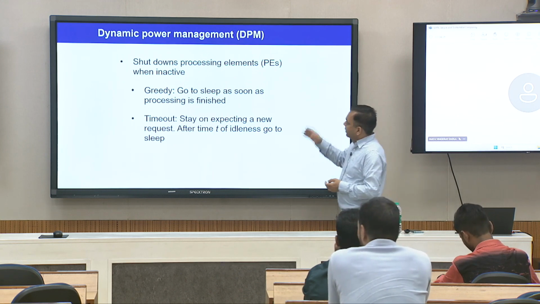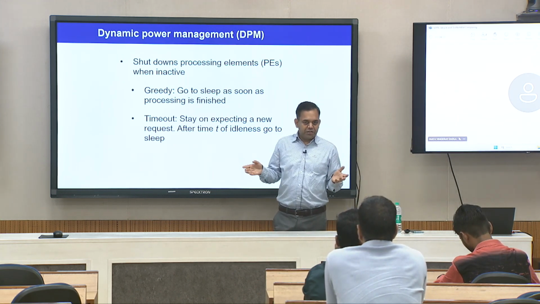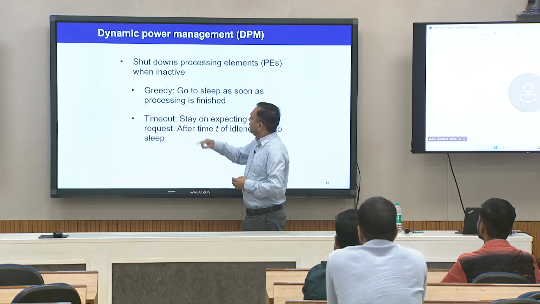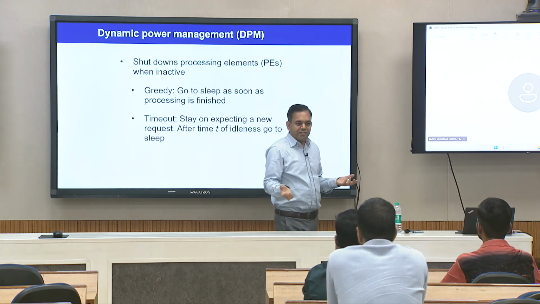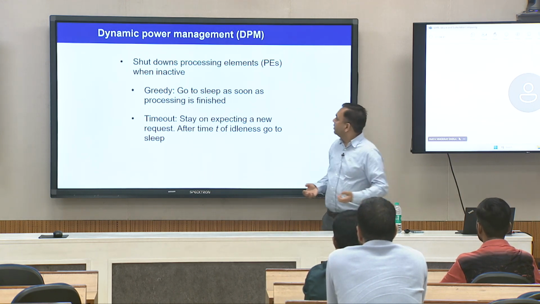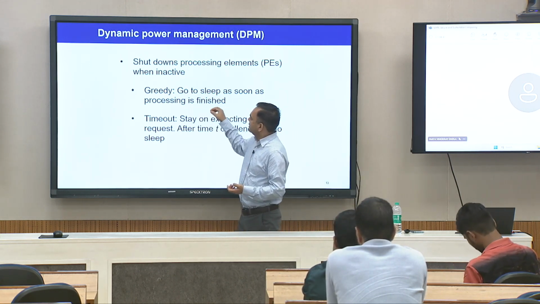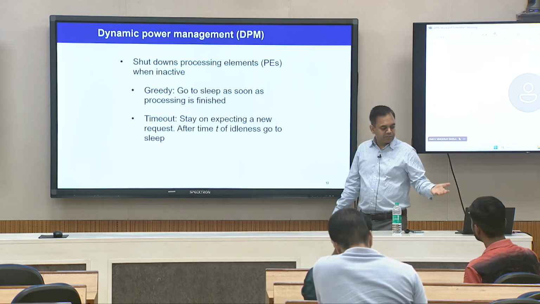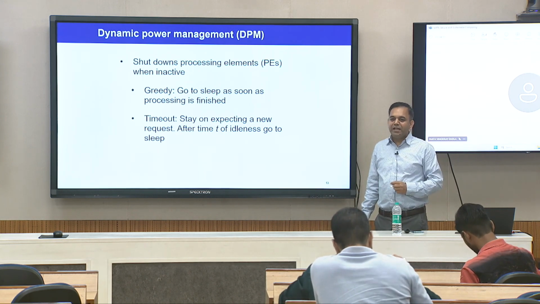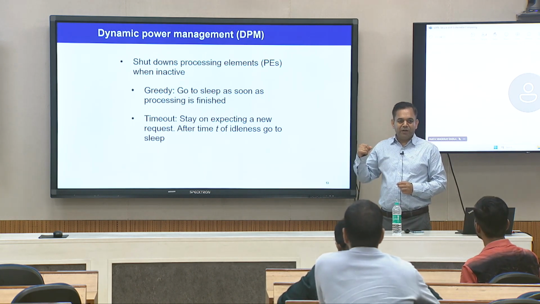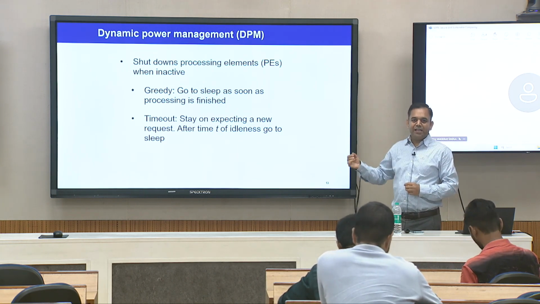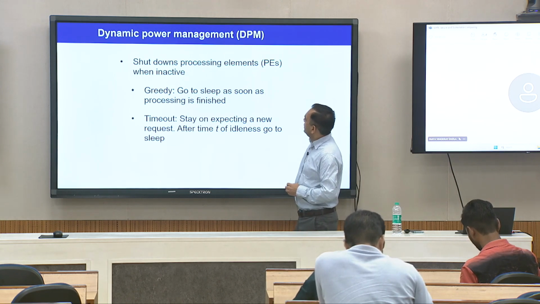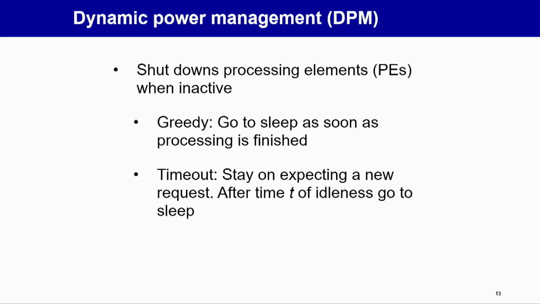Again, to shut down the processing elements, there could be two approaches. One could be greedy, another could be the timeout approach. Greedy means, like the name says, do it as soon as possible. So as soon as processing is finished, go to sleep. And in our laptop we can do that. You can define the time when you want the laptop to go to sleep if there is no activity. No activity means there is no processing, so it can go to sleep.